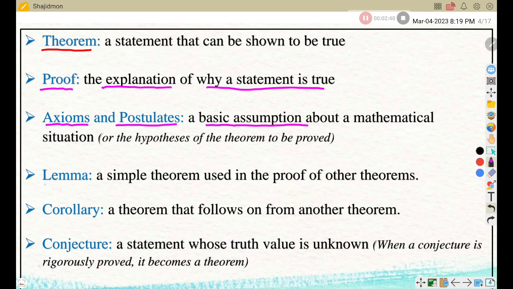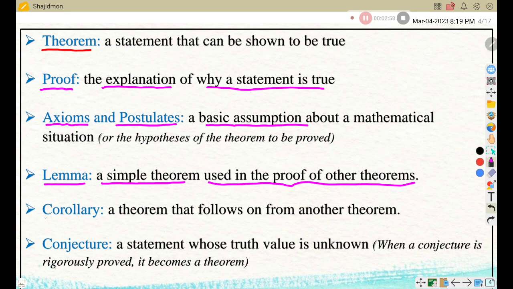Now the next one is lemma. A lemma is a simple, small theorem used in the proof of another theorem. We use that simple theorem to prove other, bigger theorems. Such small theorems we call lemmas.